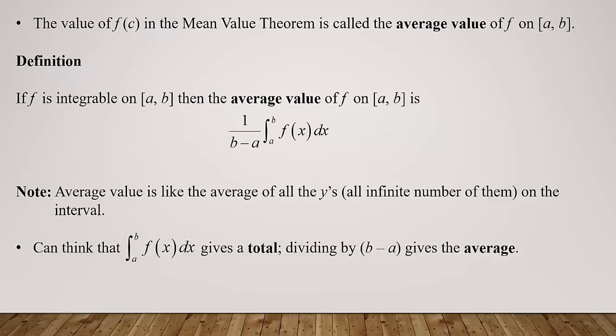And some people like to think that the integral from a to b f of x dx is analogous to giving a total and then dividing by b minus a, the length of the interval, or multiplying by 1 over b minus a. That's how you get the average. Because then it kind of reminds you of how you find the average of, say, 3 test scores.